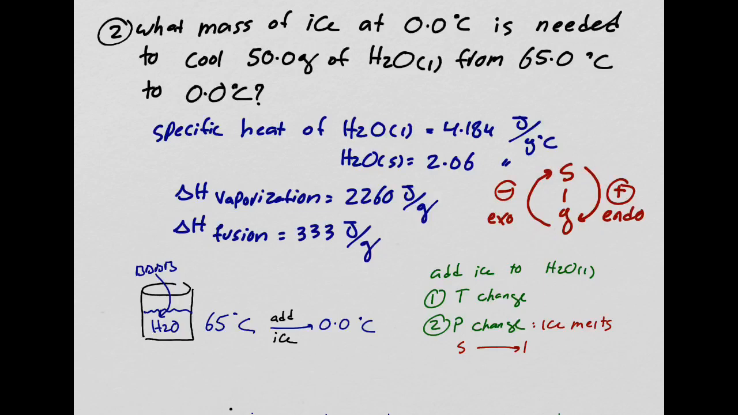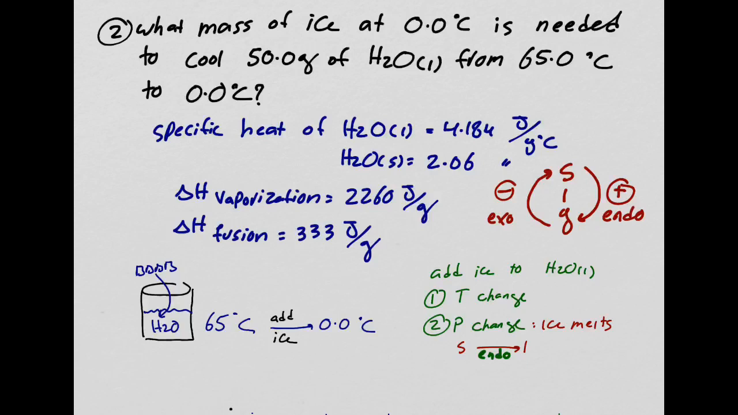I'm going to add ice to water. If I add ice to water, I know the temperature is going to change, right? If you have warm water and you add ice, your water is going to cool down, so it's not going to be warm anymore. Also, your ice is going to melt, so there is a phase change also. When you go from solid to liquid, what is that? That is an endothermic process, okay?